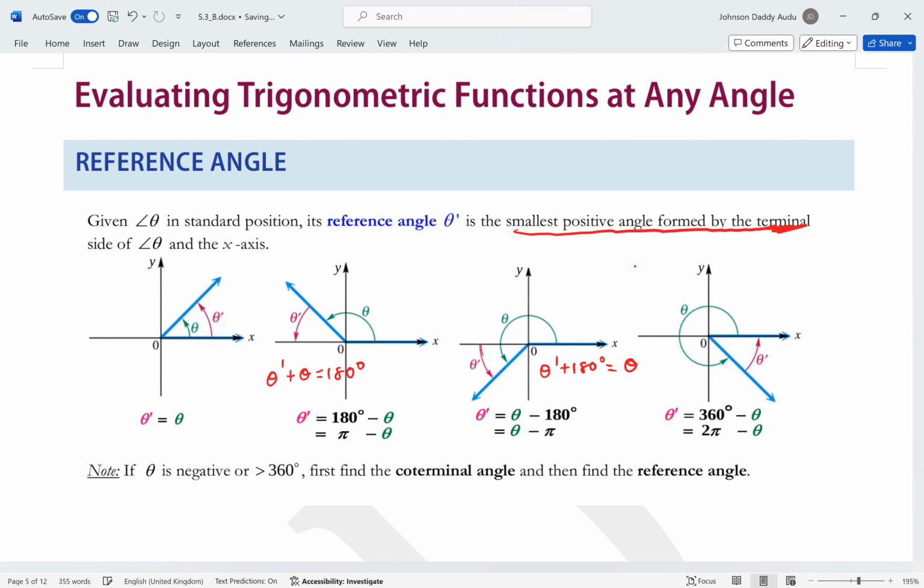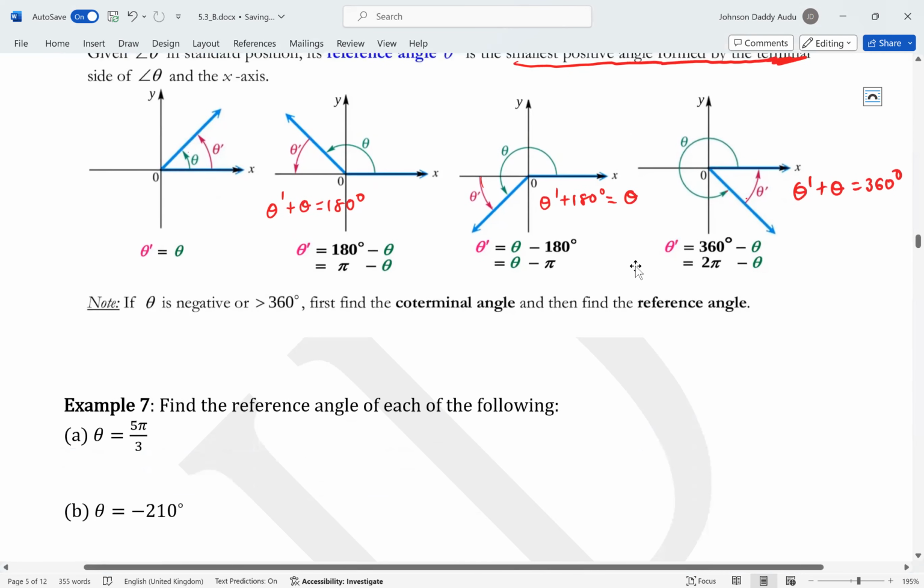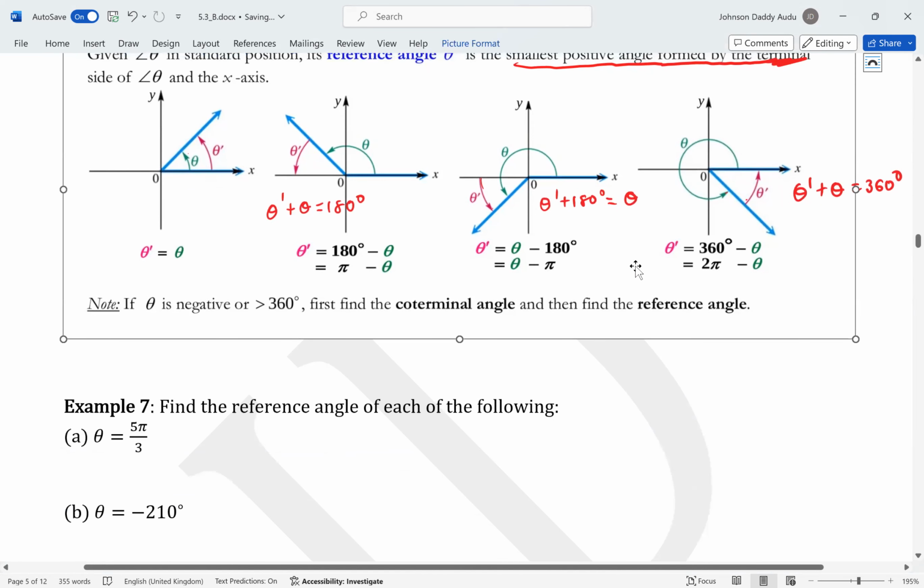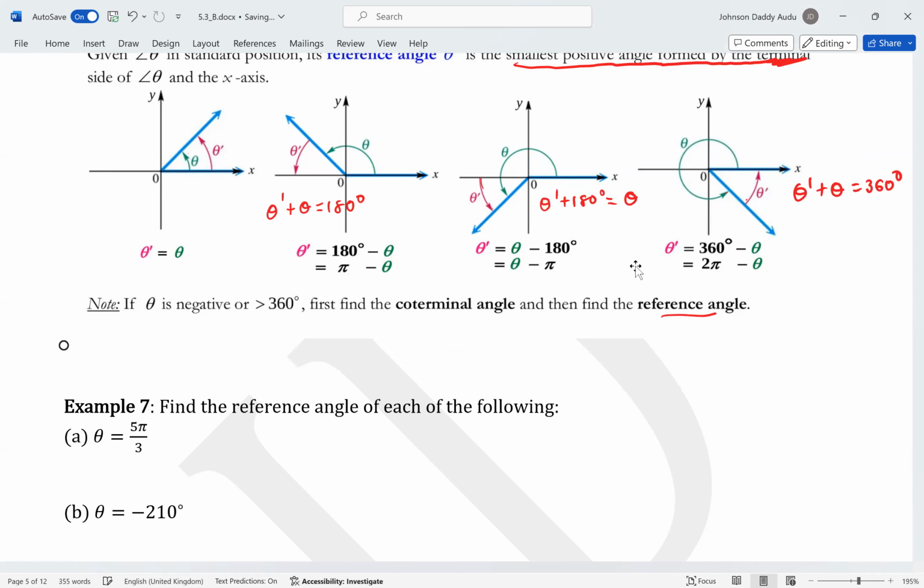Similarly, in the fourth quadrant, this is the green one, which is in standard position, and this is the reference angle. You can easily see that theta prime plus theta gives us 360, right? Then we can make theta prime the subject. There is also a note here: if theta is negative or greater than 360, the first thing we should do is find the coterminal angle before we find the reference angle.